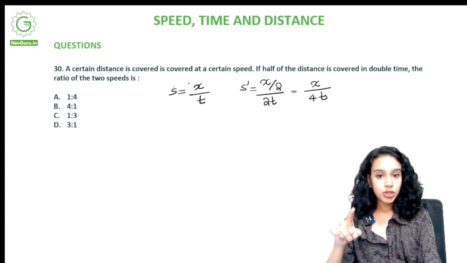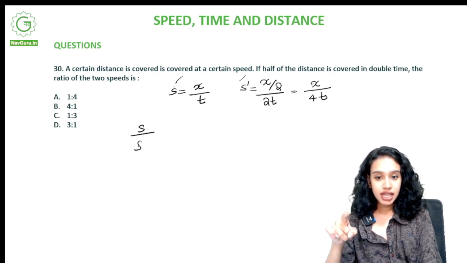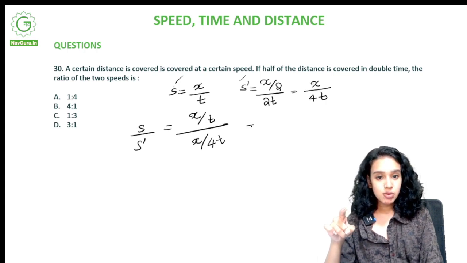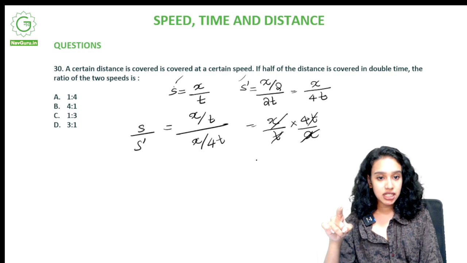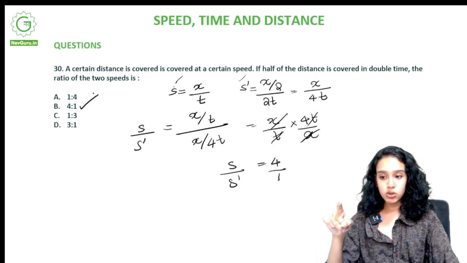We have to find the ratio between S and S dash, that is the ratio of the two speeds. S by S dash is equal to X by T divided by X by 4t, right? This becomes X by T into 4t by X. X and X cancel out, T and T cancel out, we get 4 by 1. So S by S dash is equal to 4 by 1, that is, the ratio is 4:1.